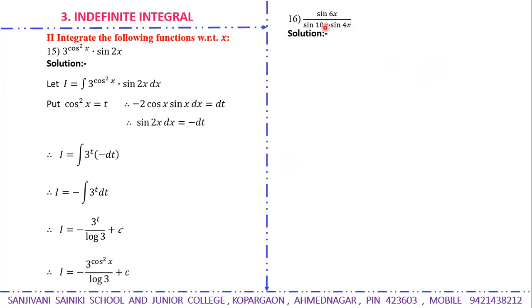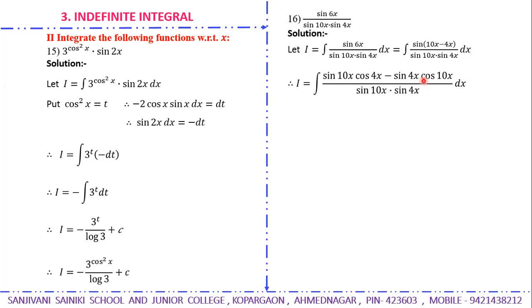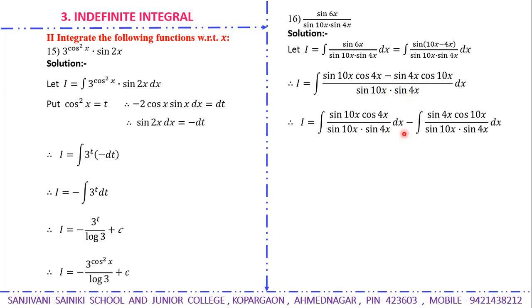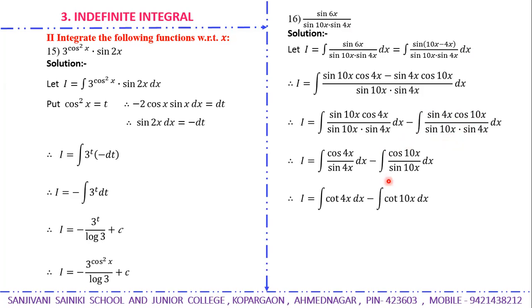The 16th example is sin 6x upon sin 10x into sin 4x. Here this 6x can be written as 10x minus 4x. Now I will use the formula sin of a minus b, that is sin a cos b minus cos a sin b. Then I will divide each of these terms by sin 10x into sin 4x. So this sin 10x upon sin 10x will cancel. Cos 4x upon sin 4x is cot 4x. Here also the sin 4x will be cancelled, and cos 10x upon sin 10x is cot 10x.